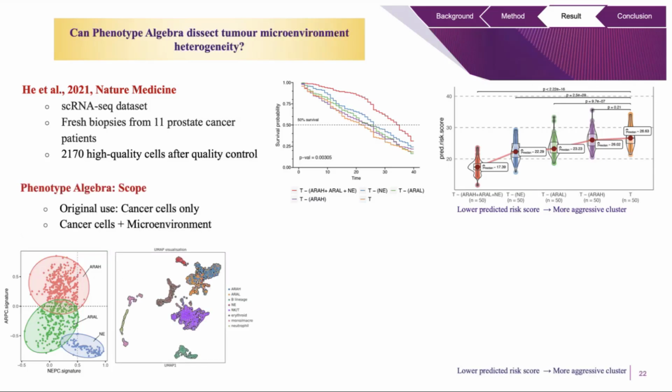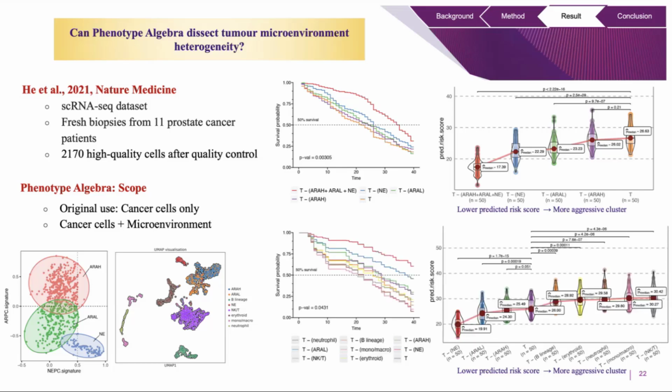But until now, all the results were in the cancer cells. All the examples that I presented are the known molecular subtypes of the cancer. So the next question that we asked was, can we do it using phenotype algebra, can we identify the tumor cells from the tumor microenvironment cells, which are the immune cells, the stromal cells, as well as the extracellular matrix? And when we did that task, we saw that phenotype algebra was able to dissect that.